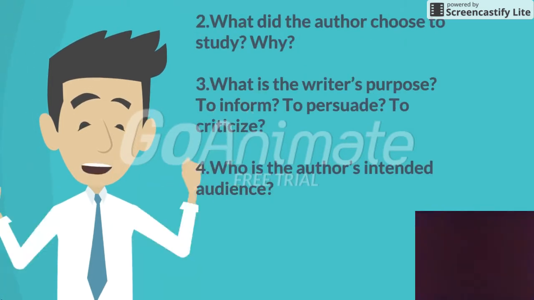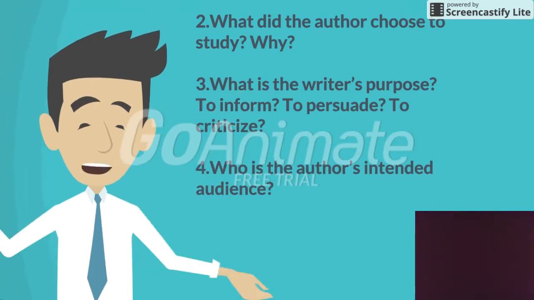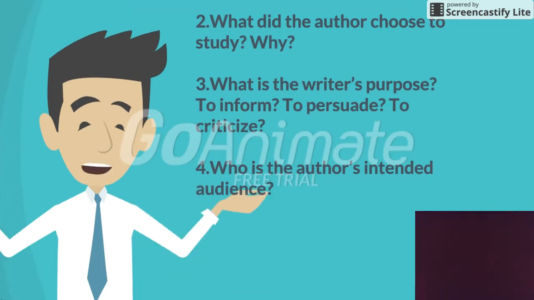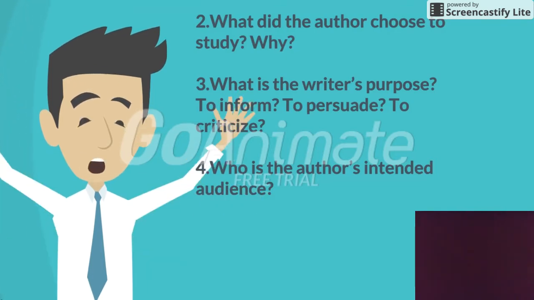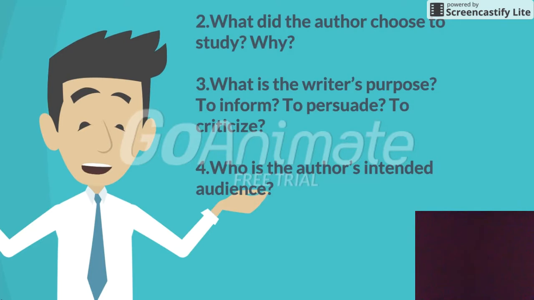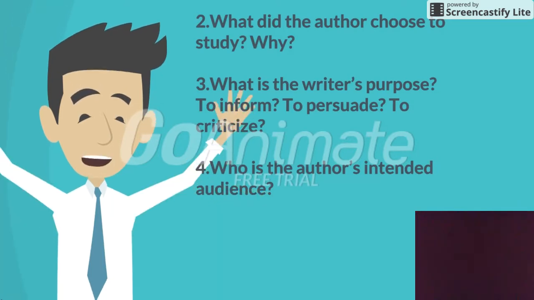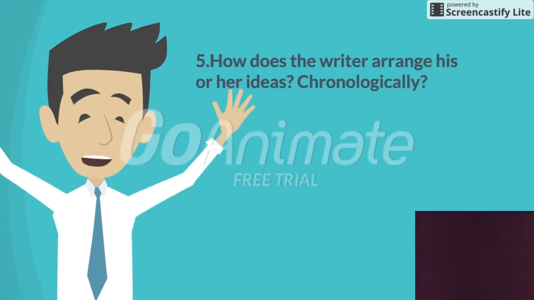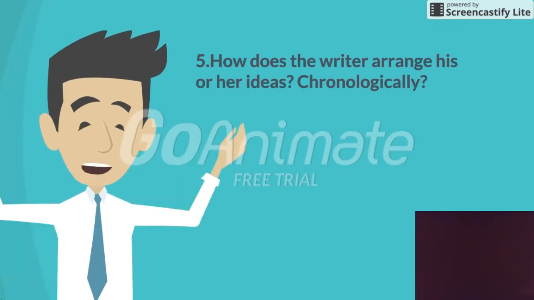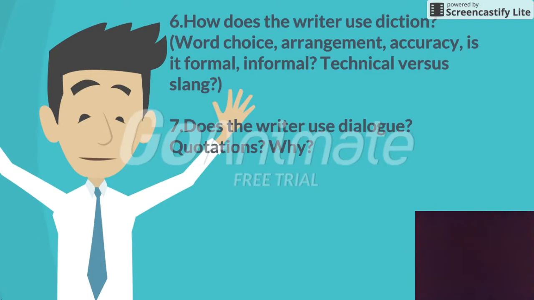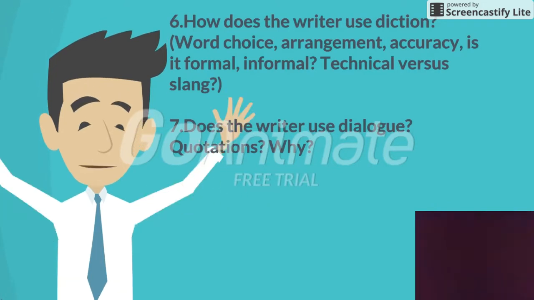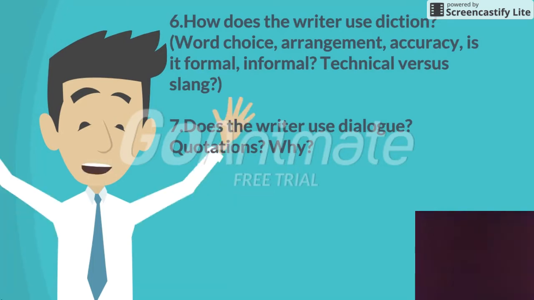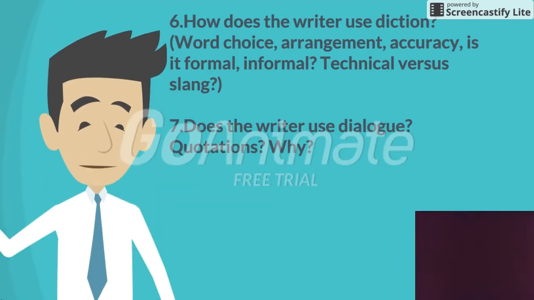2. What did the author choose to study? Why? 3. What is the writer's purpose? To inform? To persuade? To criticize? 4. Who is the author's intended audience? 5. How does the writer arrange his or her ideas? Chronologically? 6. How does the writer use diction? Word choice, arrangement, accuracy. Is it formal, informal, technical versus slang?